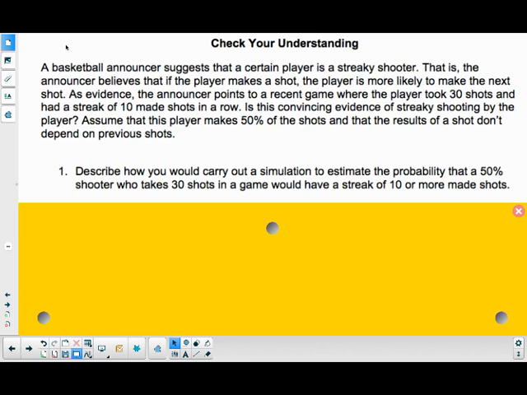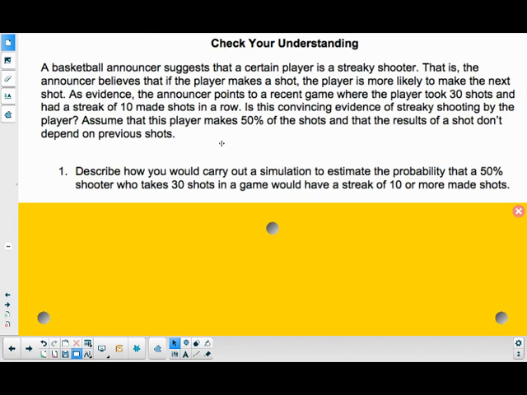Assume that this player makes 50% of the shots and that the results of a shot don't depend on the previous shots. Describe how you carry out a simulation to estimate the probability that a 50% shooter who takes 30 shots in a game would have a streak of 10 or more made shots.